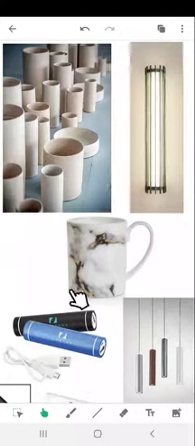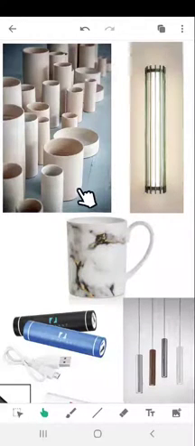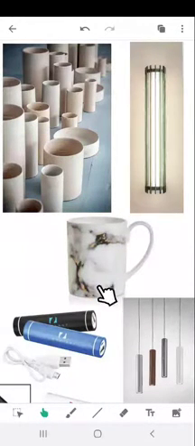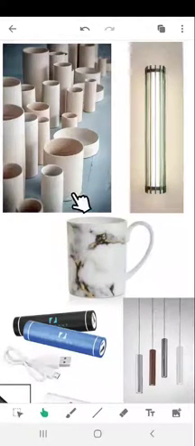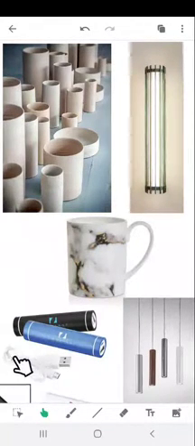Take a look at these pictures. We have some solid shapes over here. Here we have a lamp, some mugs, some pots, some batteries, and some lightnings. Here we also have some wires.